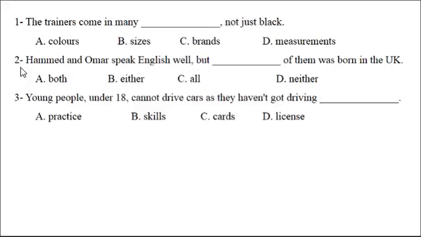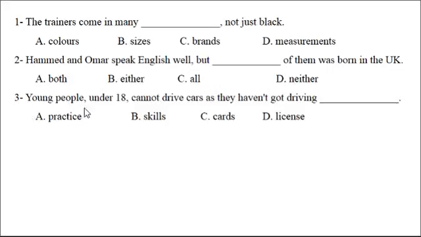Number 2. Hamid and Omar speak English well, but space of them was born in the UK. The answer: A, both, B, either, C, all, D, neither. Which one is correct? Yeah, the answer is D. Neither of them was born in the UK.